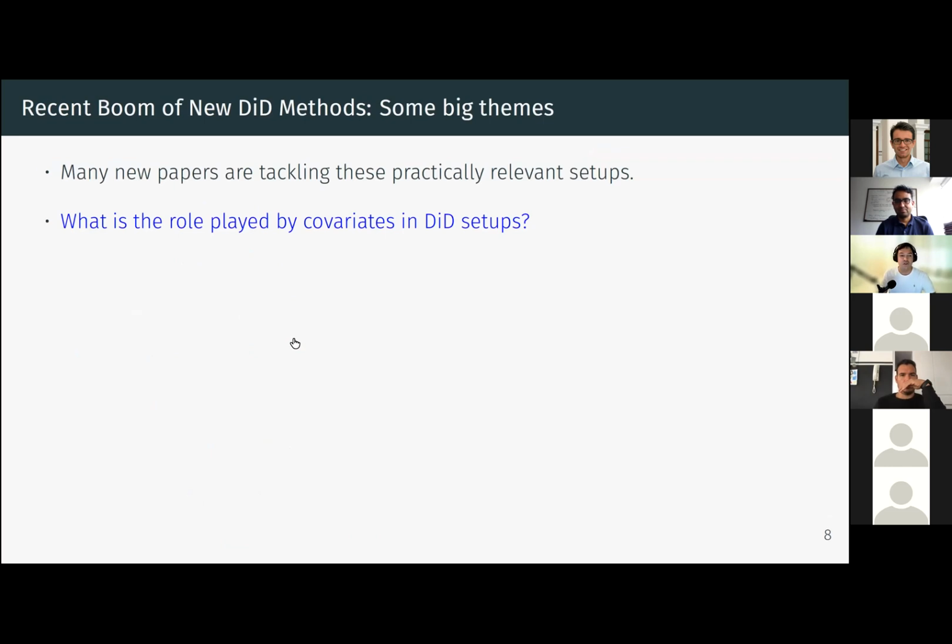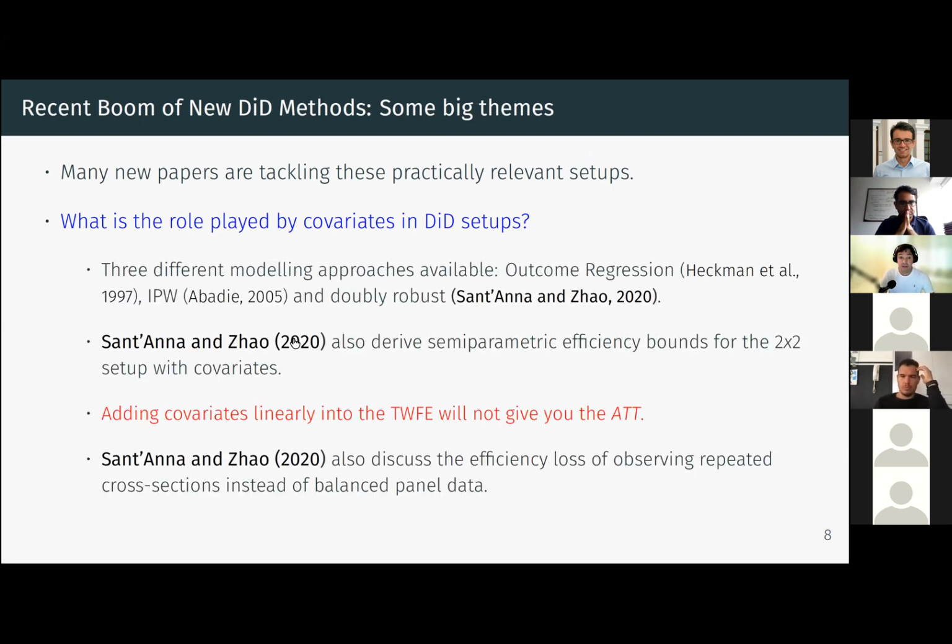Good. So I'm going to first talk about the role played by covariates in difference-in-differences setups. And I'm going to be very brief here, because I'm going to talk about a paper of mine. This paper with Jun Zhao came out in the Journal of Econometrics in 2020. The idea here is that we are in a very simple setup, a two-periods, two-groups setup, but we want to allow for covariate-specific trends.